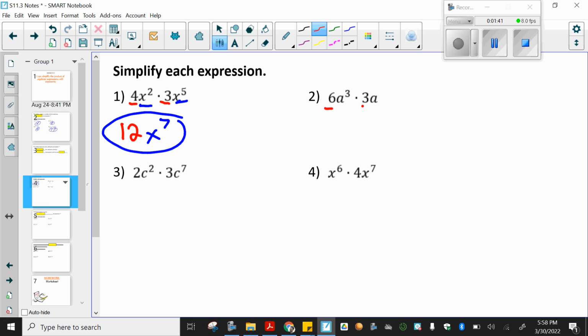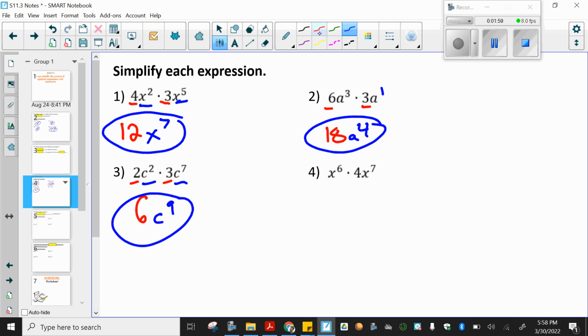Right here, 6 times 3, 18. A to the fourth. 3 plus 1 makes 4. Right? 2 times 3 is 6. C squared times c to the seventh, c to the ninth. 1 times 4 is 4. Right? X to the sixth times x to the seventh, x to the 13th. Crazy, right? All right, next one.